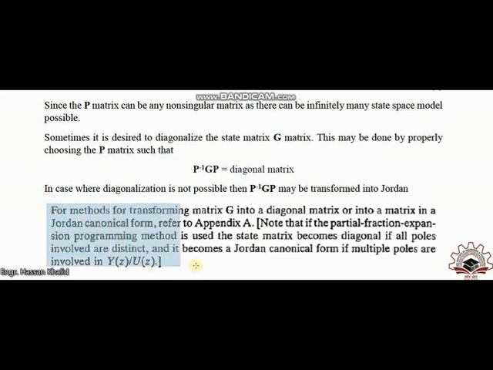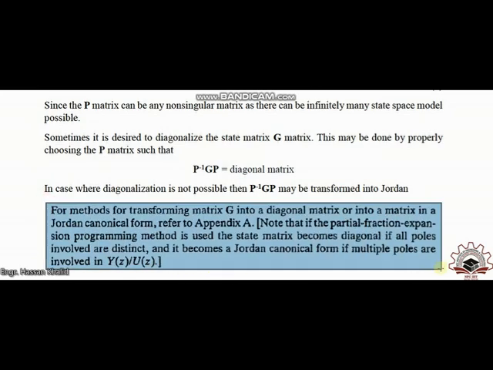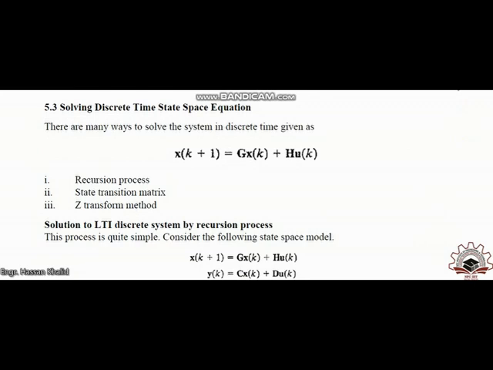In the end of the book that we are using, the author has proposed a method that will help you transform the G matrix into a diagonal matrix or into the Jordan canonical form. For further study, you can also see the appendix of this book at the end of the section. Let's try to solve the discrete time state space equation by using three different methods: the recursion process, the state transition matrix formation, and the Z transform method.